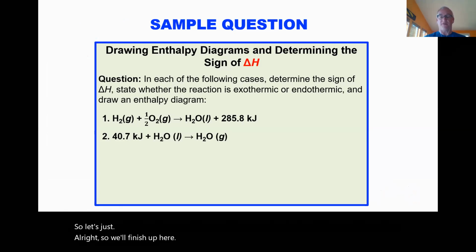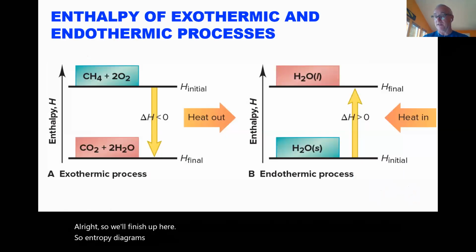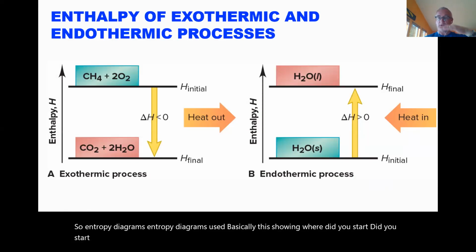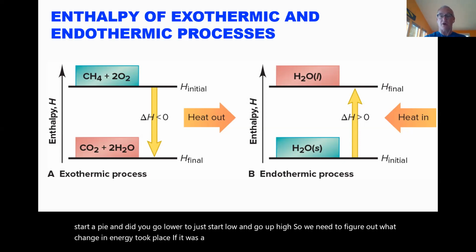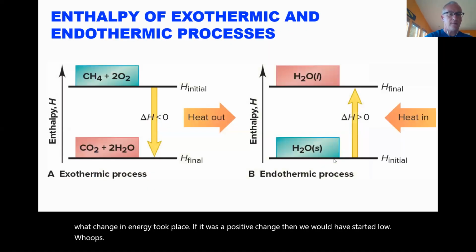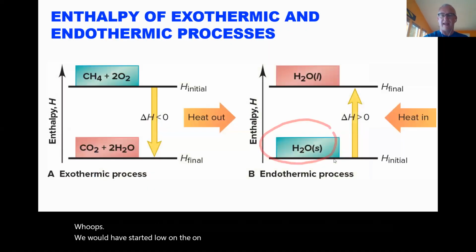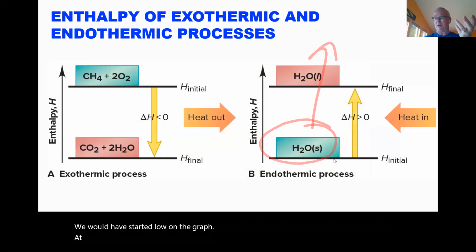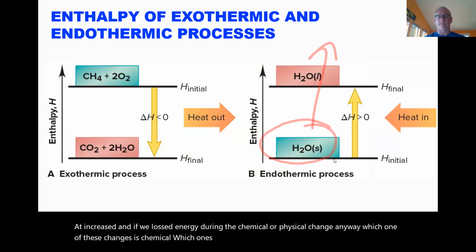So, enthalpy diagrams. Enthalpy diagrams are basically showing where did you start? Did you start up high and go low, or did you start low and go up high? So we need to figure out what change in energy took place. If it was a positive change, then we would have started low on the graph and increased. And if we lost energy during the chemical or physical change, anyway, which one of these changes is chemical, which one's physical? One of them's chemical and one of them's physical. Which is which?